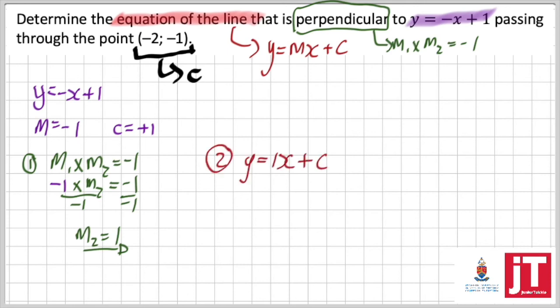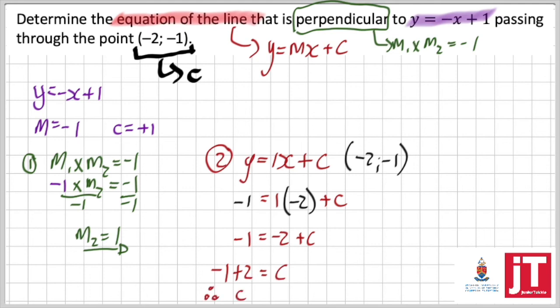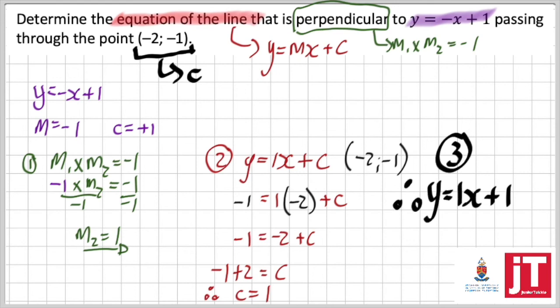Secondly, I'm going to use the set of coordinates given and substitute it in to get the c value. So c is going to be equal to 1. Lastly, I'm going to finish off my sum. So y is equal to 1x + 1, or simply y = x + 1.